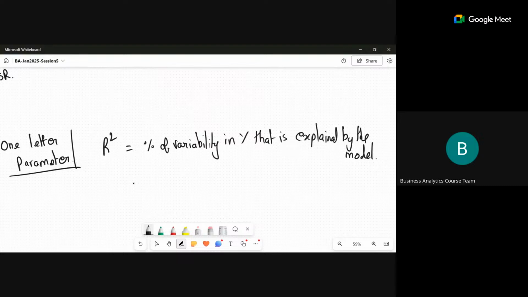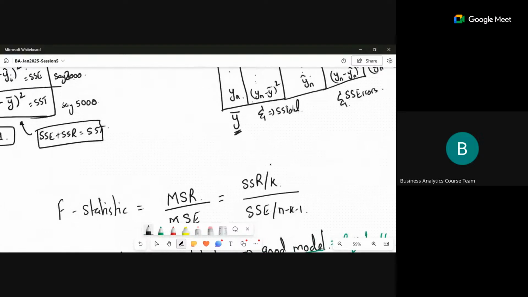That is why when you fit a simple linear regression or an MLR, you report the R squared, which will tell you I have fit a model with R squared of let's say 82%. It means 82% of the variability in Y is being explained by your model. Super. So how do I calculate this? Looking at the ANOVA table now.